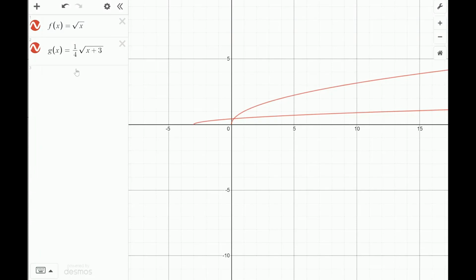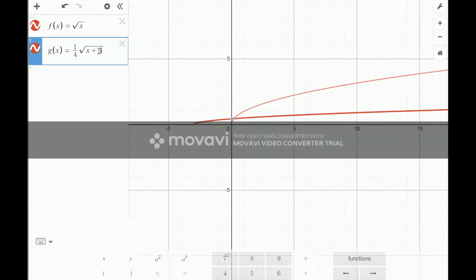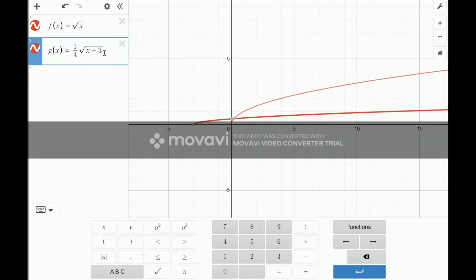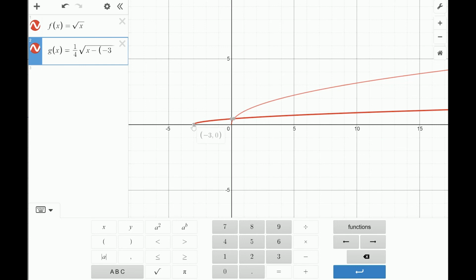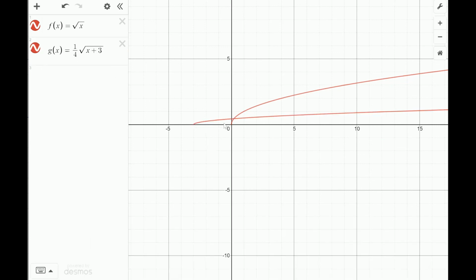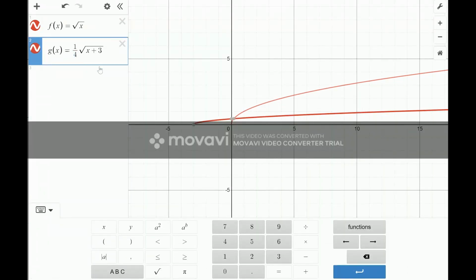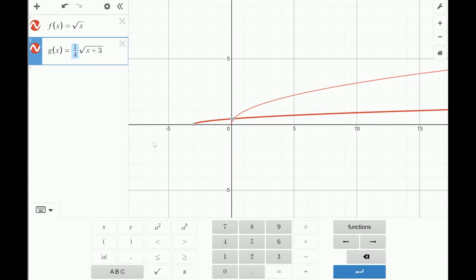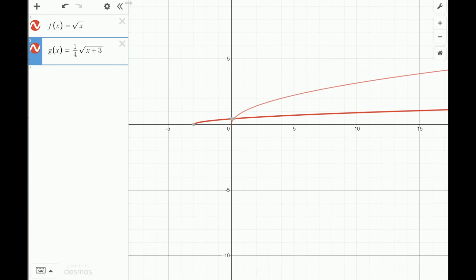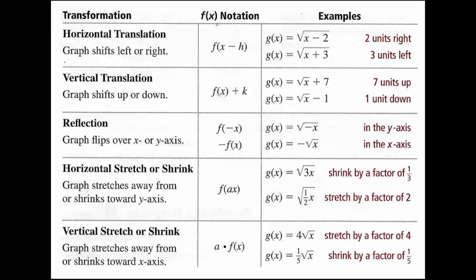Here's another example. I have g of x is equal to 1/4 radical x plus 3. Starting inside of the radical, I can see that I have plus 3, which means that it's technically the same thing as saying minus negative 3, meaning that it's being moved to the left 3. We also see that it's being affected by a number on the outside of the radical, meaning that it's a vertical stretch or shrink. Because that number is between 0 and 1, we see that it's a vertical shrink by a factor of 4.